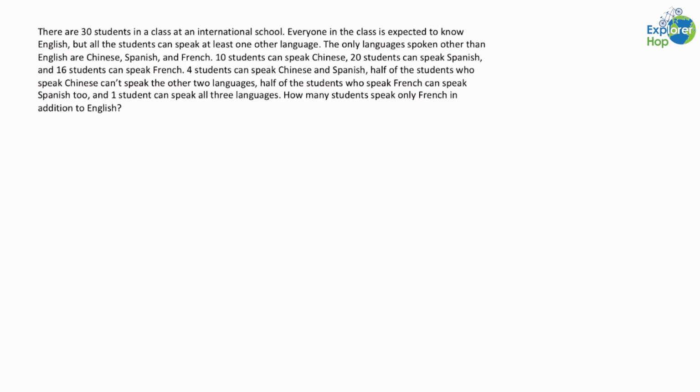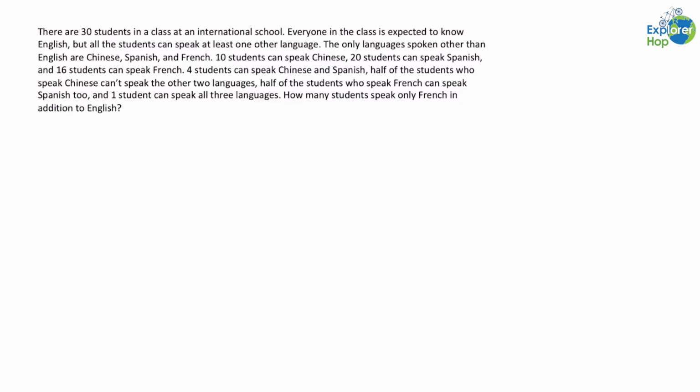So for this example, we're told that there are 30 students in a class at an international school. Everyone in the class is expected to know English, but all the students can speak at least one other language. The only languages spoken other than English are Chinese, Spanish, and French. 10 students can speak Chinese, 20 students can speak Spanish, and 16 students can speak French.